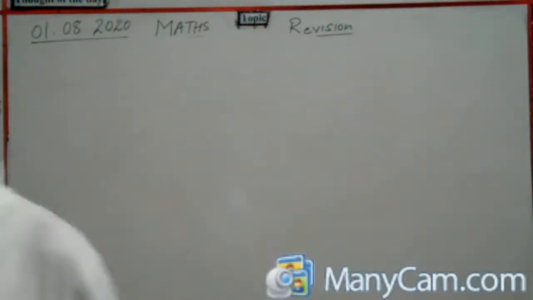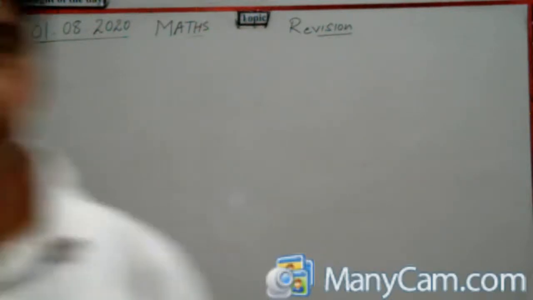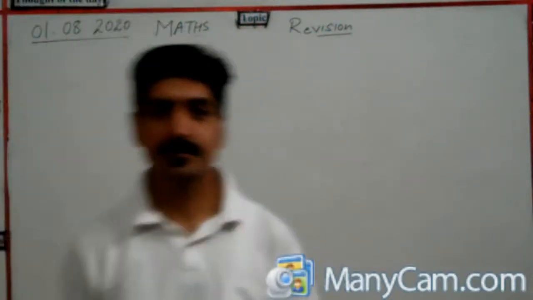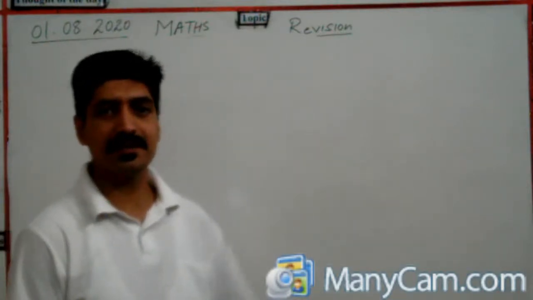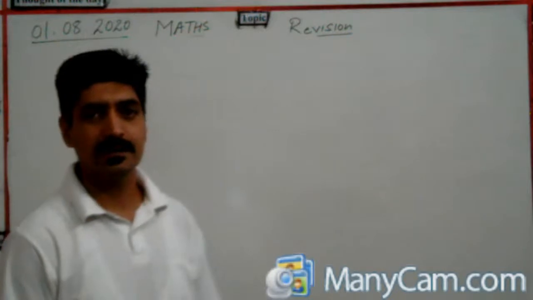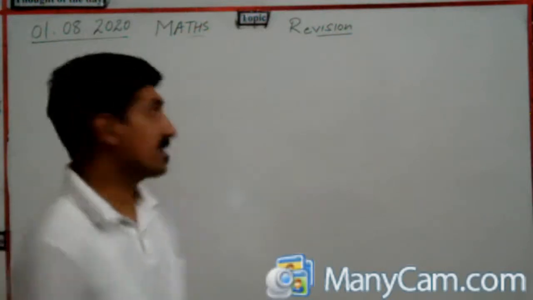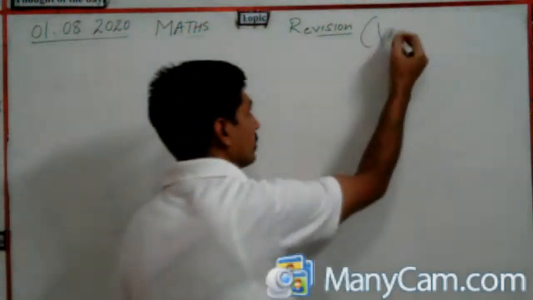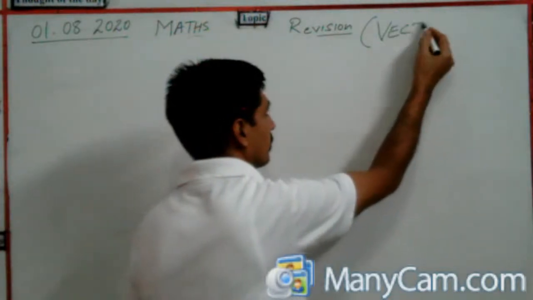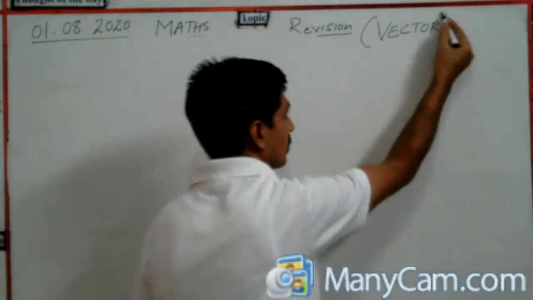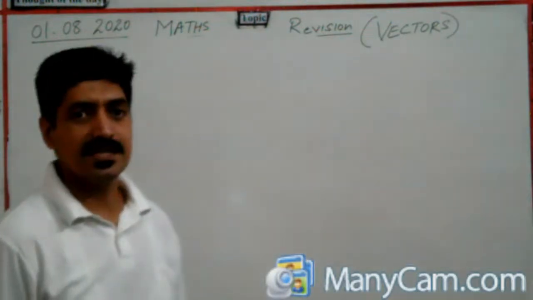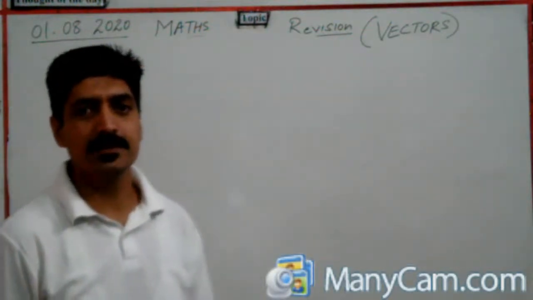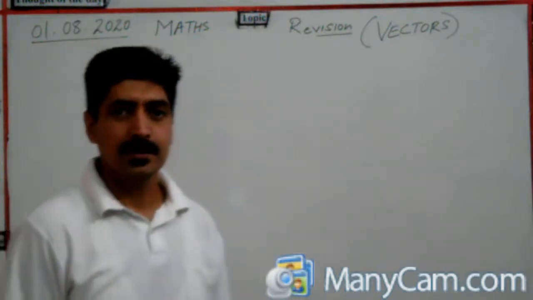Today we will revise vectors, vectors and transformation that is related with the vectors only. As we have discussed in vectors, with the help of vectors we are describing the sliding movements, okay?